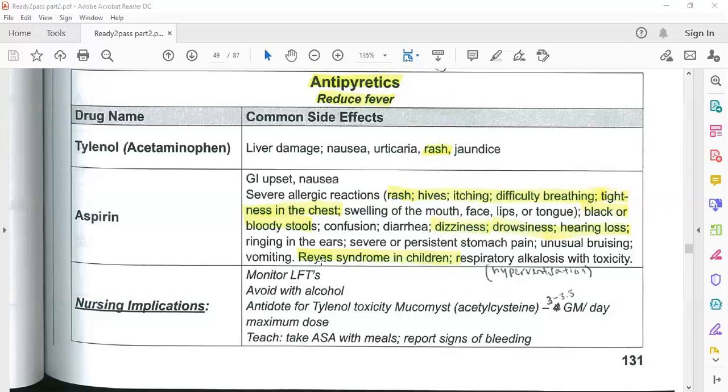Aspirin is contraindicated for GI bleeding, like gastric ulcer bleeding or duodenal ulcer bleeding. If the patient has any history of GI bleeding, aspirin is contraindicated. So what are the other side effects of aspirin?